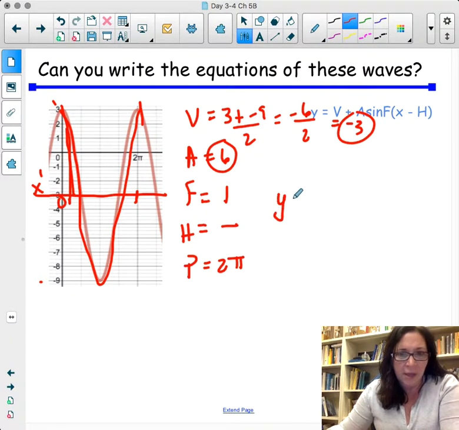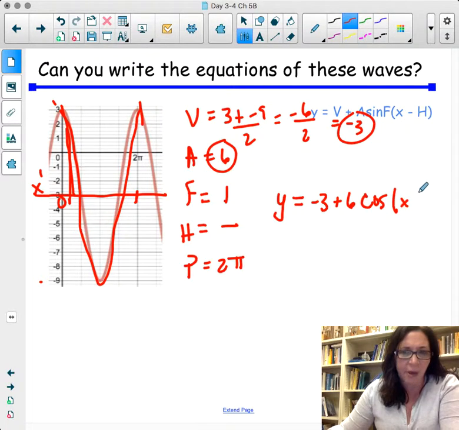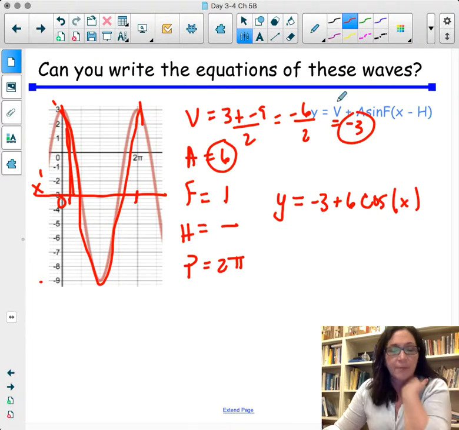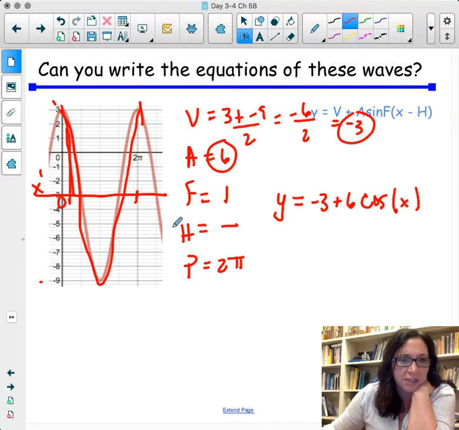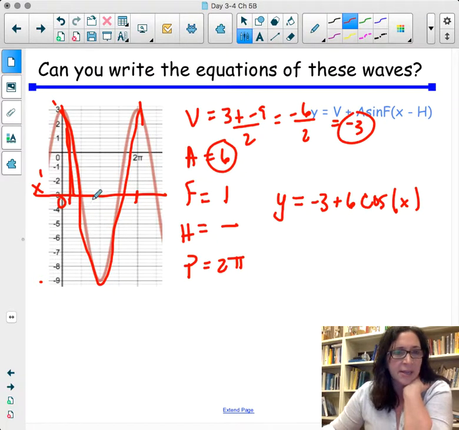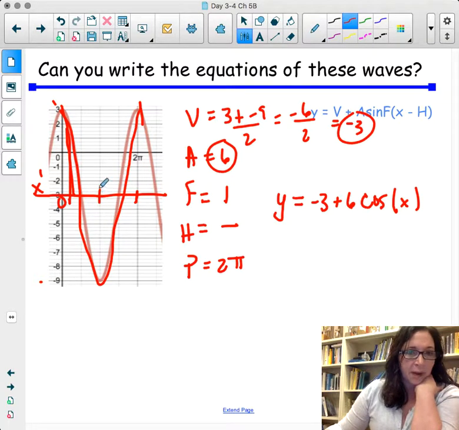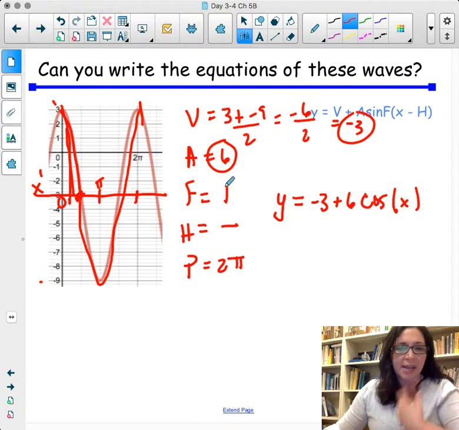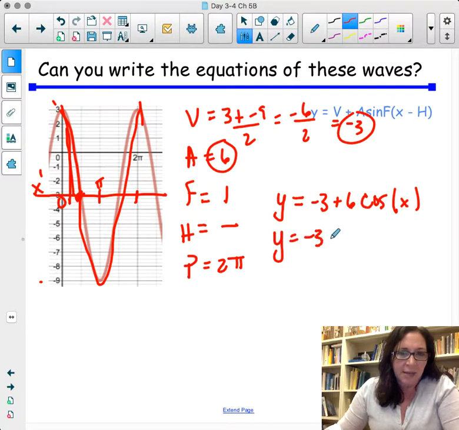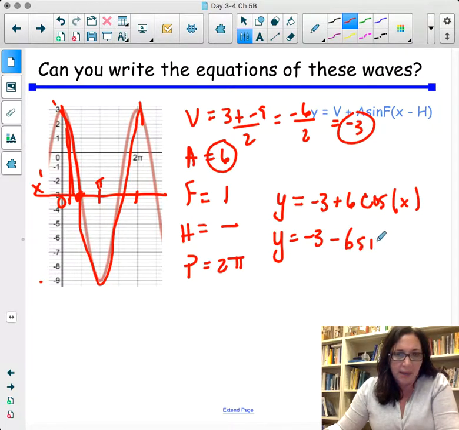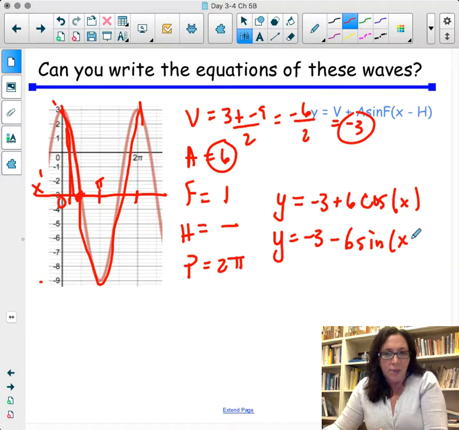So my graph for a positive cosine wave is y equals vertical shift plus my amplitude, cosine, frequency, 1. So parenthesis, x minus 0, or just x. Now there's my positive cosine wave. So if I want to do, let's just have some fun and make this a, well, we know that's pi. So this is half pi. Let's make it a negative cosine. So that would be a negative sine. So y equals -3 minus 6 sine. And we're moving it to the right, what, pi over 2?